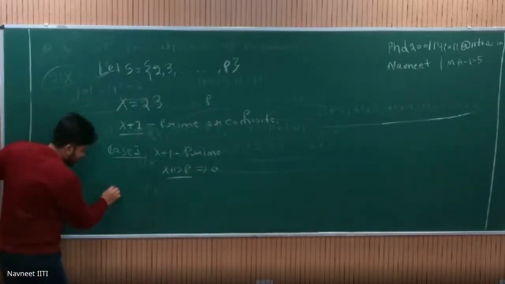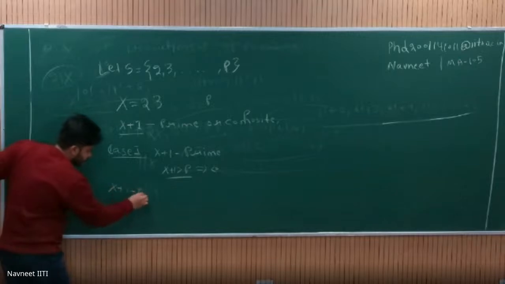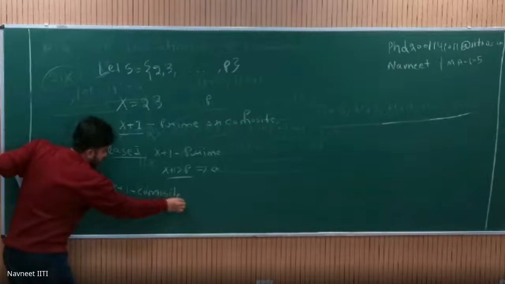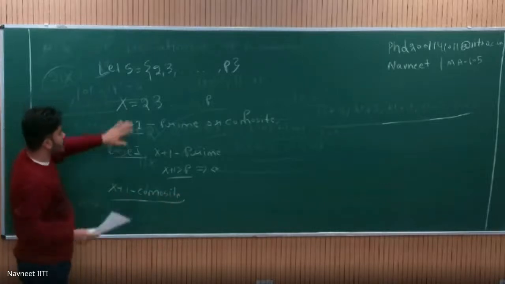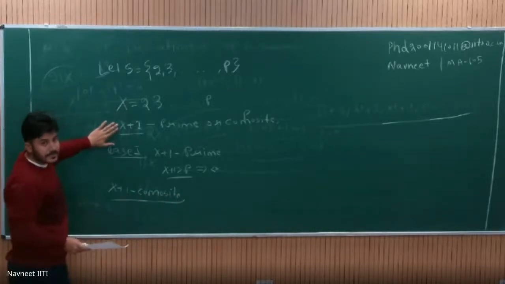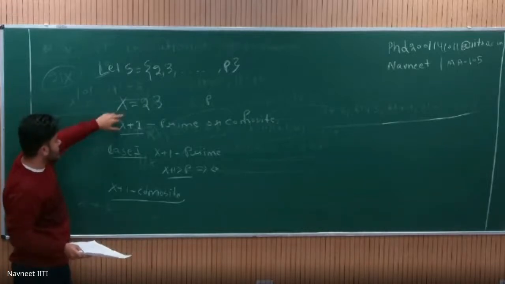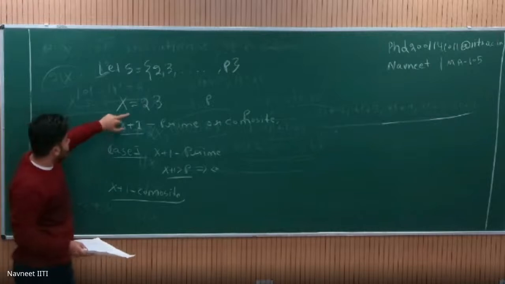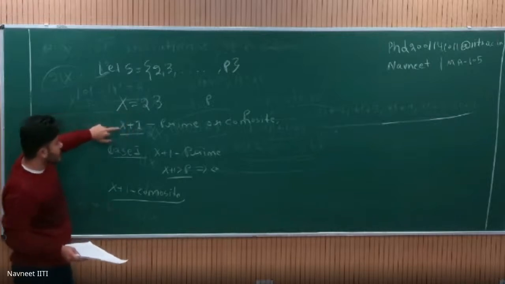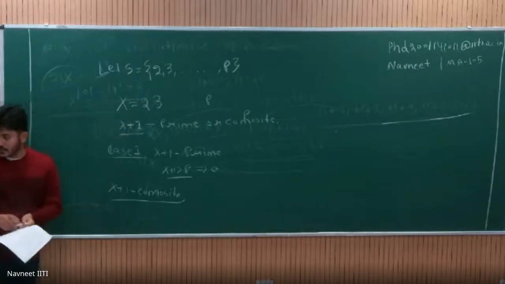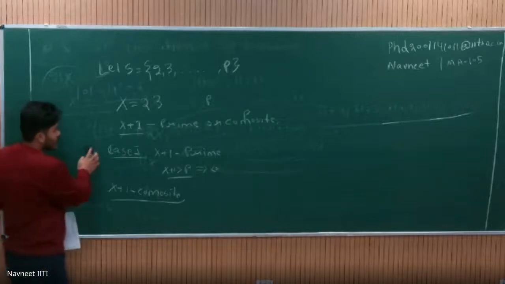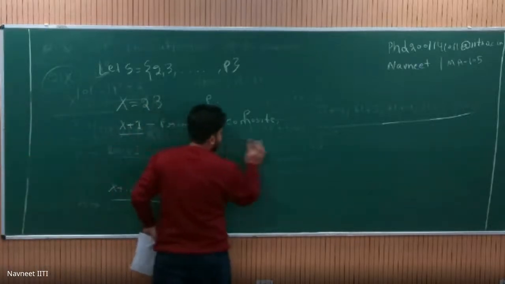Can x plus 1 be a composite number? Composite means what? There is some prime number which divides x plus 1. Okay, there is some prime number which divides this x plus 1. Can 2 divide this number x plus 1? Is it possible that 2 divides x plus 1?